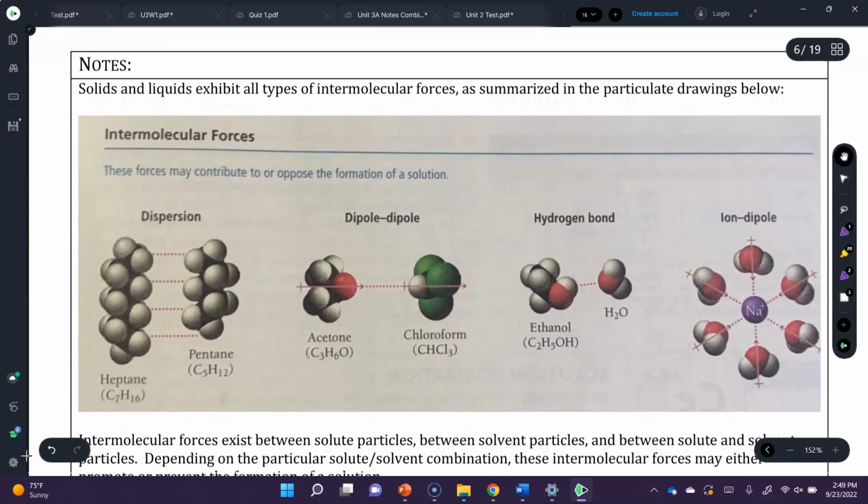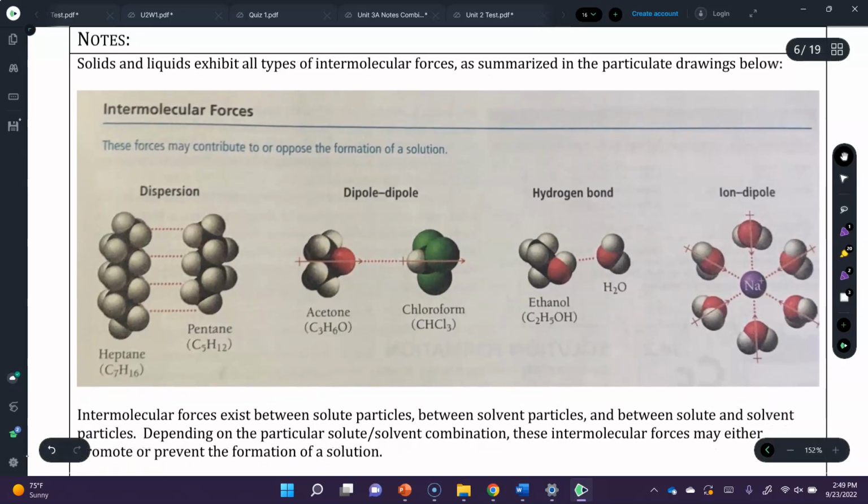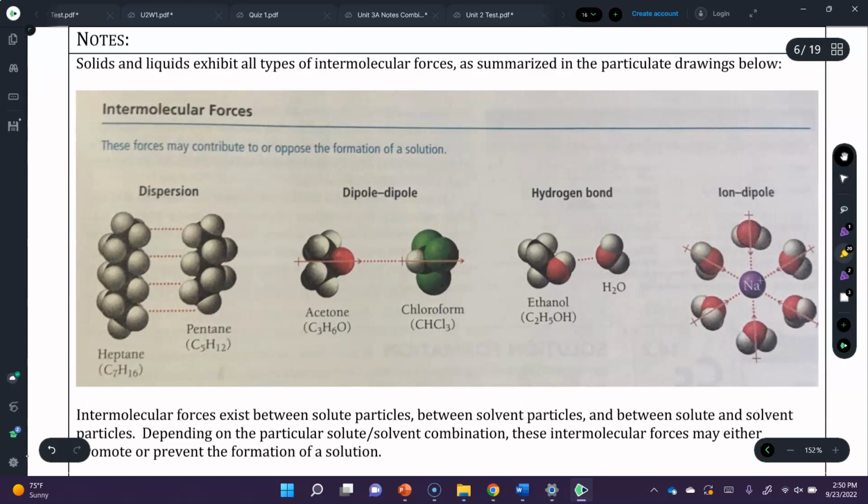Okay. So solids, liquids, and gases, or solids and liquids, exhibit all types of intermolecular forces as summarized in the particulate drawings below. So this is illustrating the different intermolecular forces between solutions of solids and liquids. So we see the intermolecular force as these dotted lines interacting between different substances or different particles.